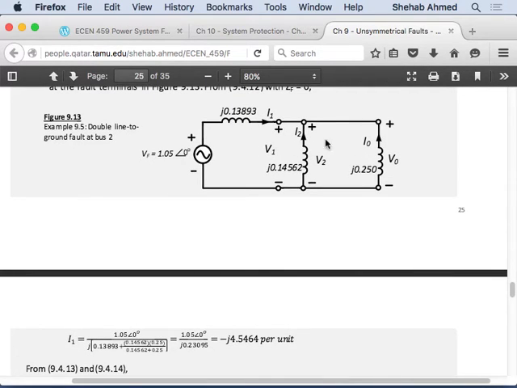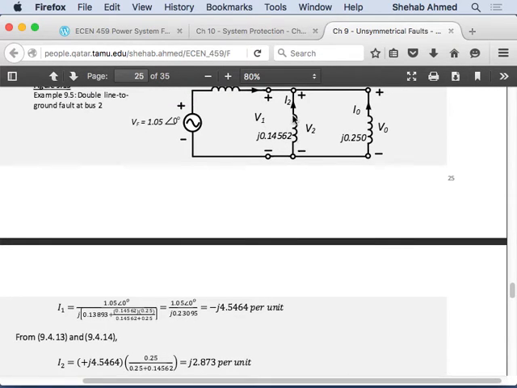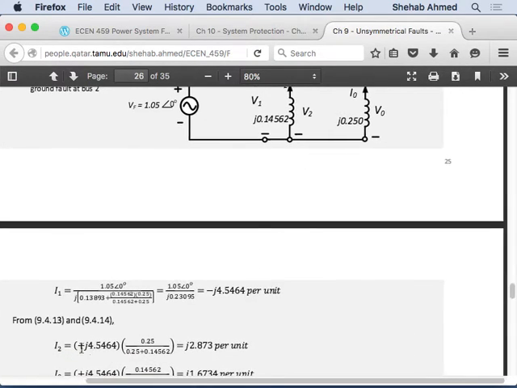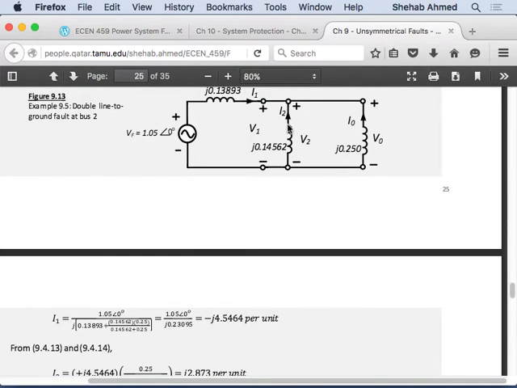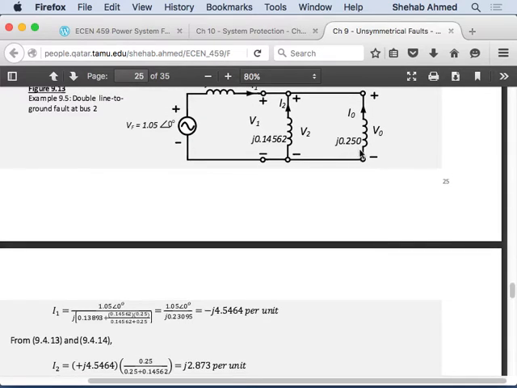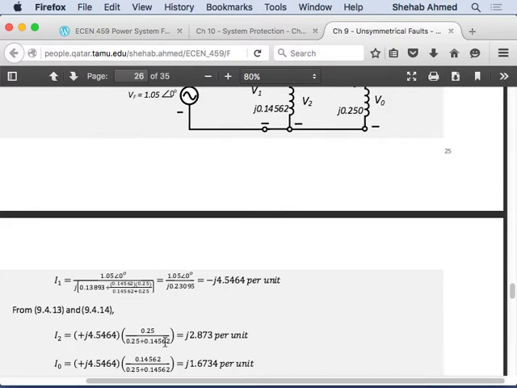If you have I1 here, how do you find I0 and I2 using the current divider rule? So I2 is equal to I1 multiplied by the opposite impedance over the sum of the two impedances. Correct. So here, just to confirm, I2, which is the current in this branch, is equal to I1, which is j4.5 and so on, and they use the minus sign. They flip the sign because I2 is assumed to be going up. So it's j4 and so on multiplied by 0.25, which is the opposite impedance, over the sum of the two impedances.